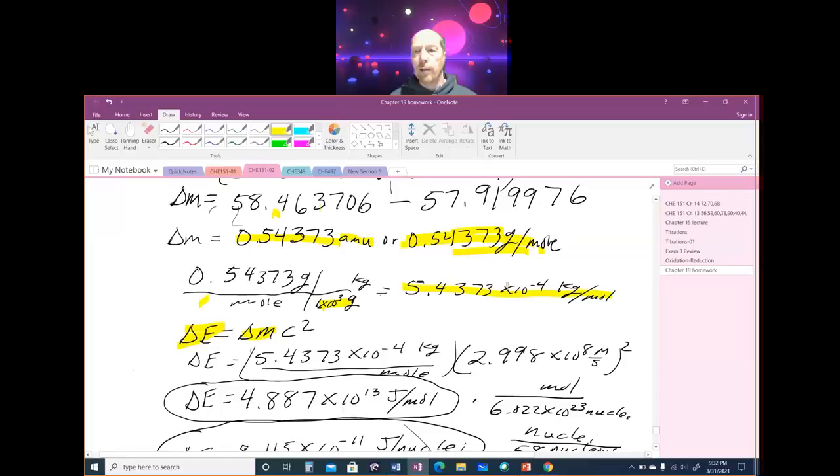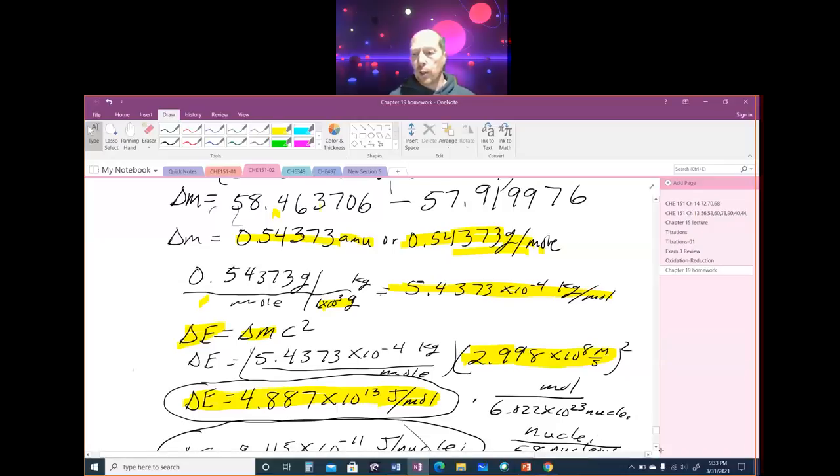And so now I have my number in kilograms per mole, and that mass defect is 5.4373 times 10 to the minus 4 kilograms per mole. And now I multiply that by c squared. C is a constant, will be given, 2.998 times 10 to the 8th meters per second. And a kilogram meter squared per second squared is a joule. And so you have your first answer, which is going to be your energy in joules per mole.